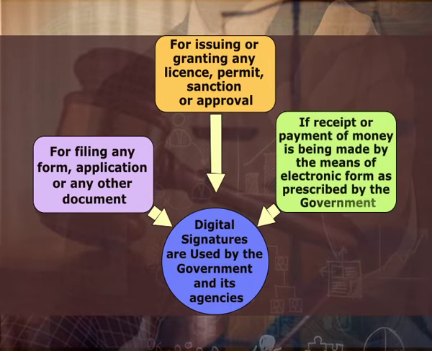3. If the receipt or payment of money is being made by means of electronic form which is prescribed by the appropriate government. It is important that the manner and the format in which such electronic record has to be filed, created or issued, as well as the manner or method of payment of any fees or charges that have to be made, are prescribed by the appropriate government.